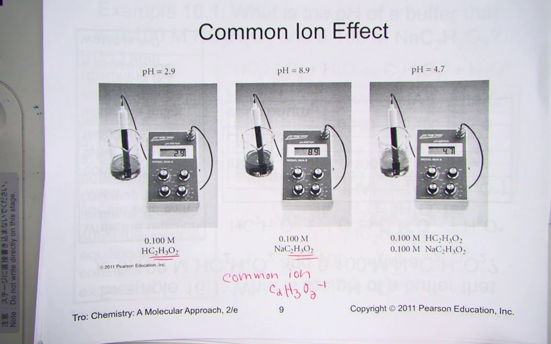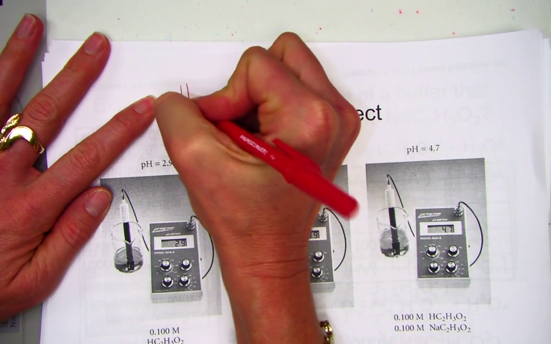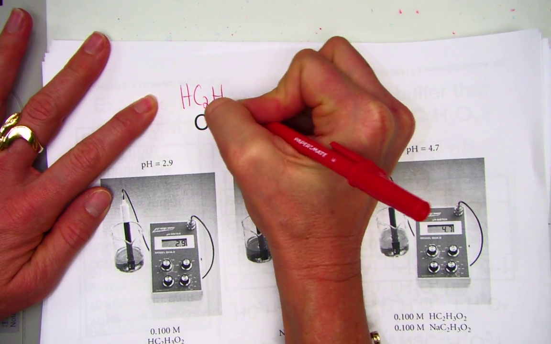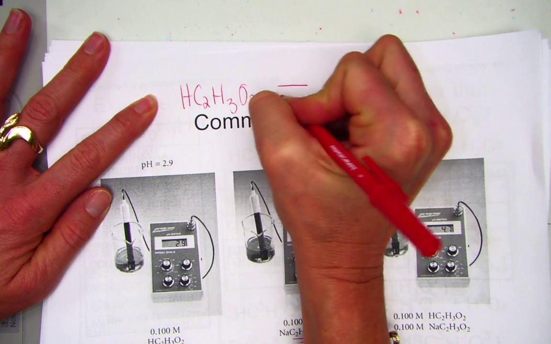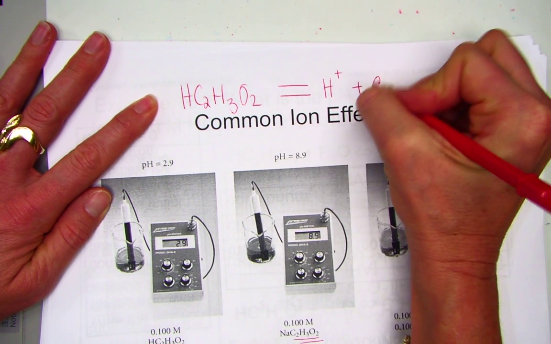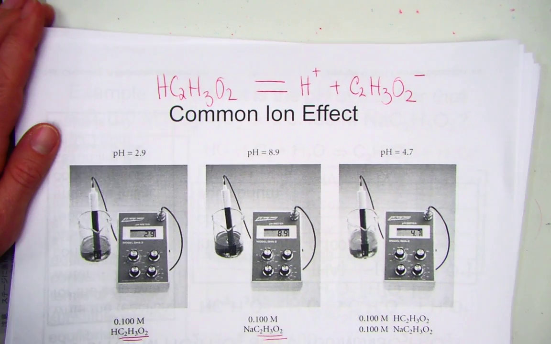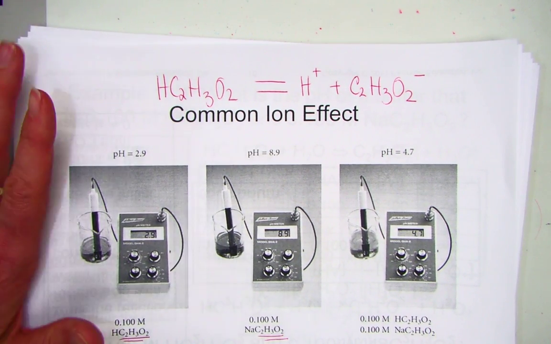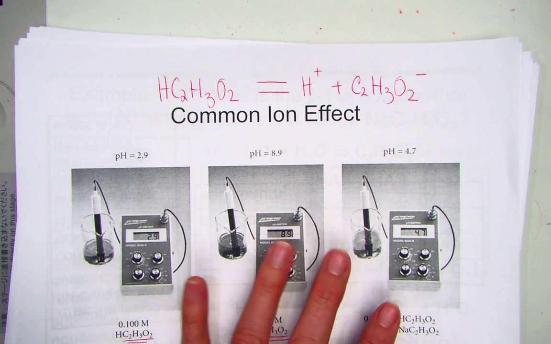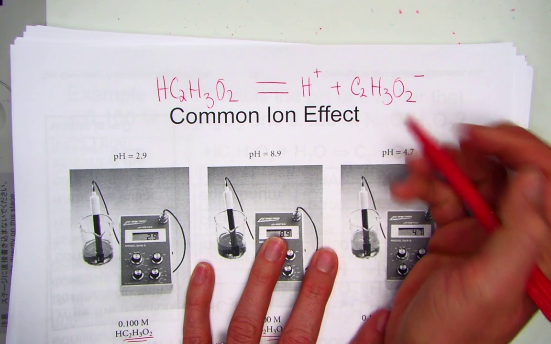Removing the hydronium ion increases the pH. Let's show that in terms of an equilibrium. So acetic acid is a weak acid. I'll just show an equilibrium arrow. It's in dynamic equilibrium with hydrogen ion and acetate ion. You can choose to show the water, but I'm going to choose to leave it off and just show the equilibrium between hydrogen and acetate.